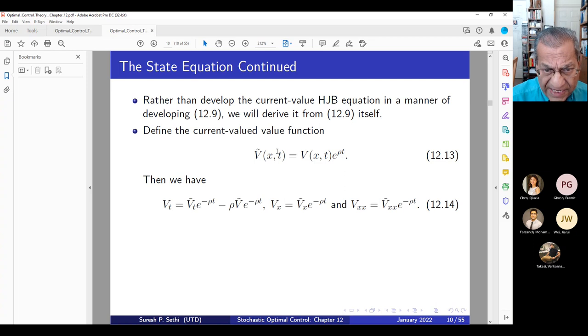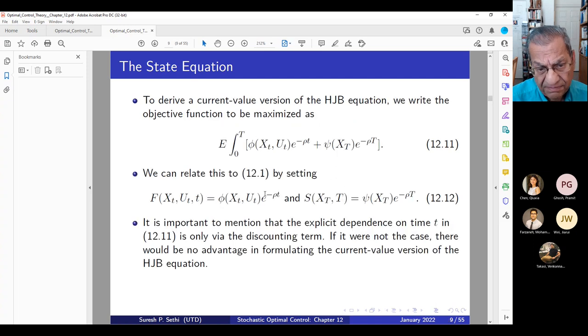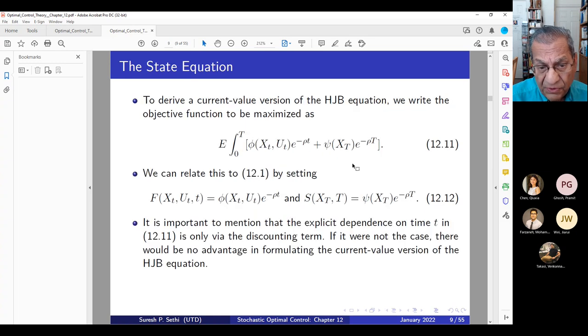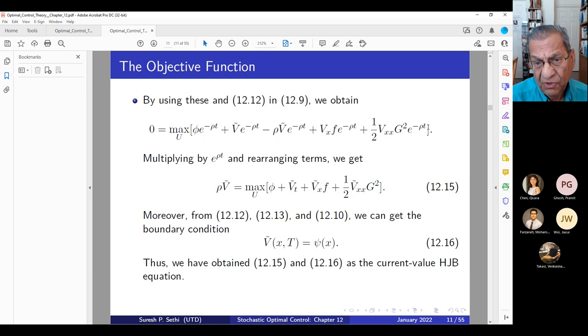Okay. So given this, we know that V sub t will be just V tilde t e to the minus rho t. So we take the derivative. You bring the e to the rho t on this side, that becomes e to the minus rho t. Then you take the derivative of V with respect to t, which is given by this. V sub x is given by this, and V sub xx is given by this. We substitute for V sub t, V sub x, V sub xx in here. So this whole thing becomes V tilde. Once we substitute, we get this. You see, it's all V tilde.